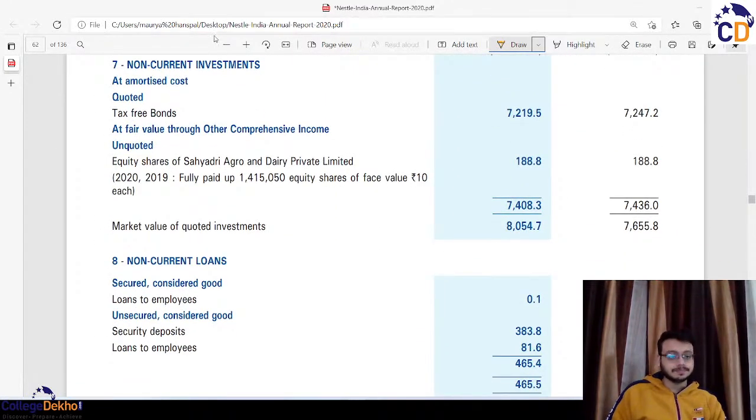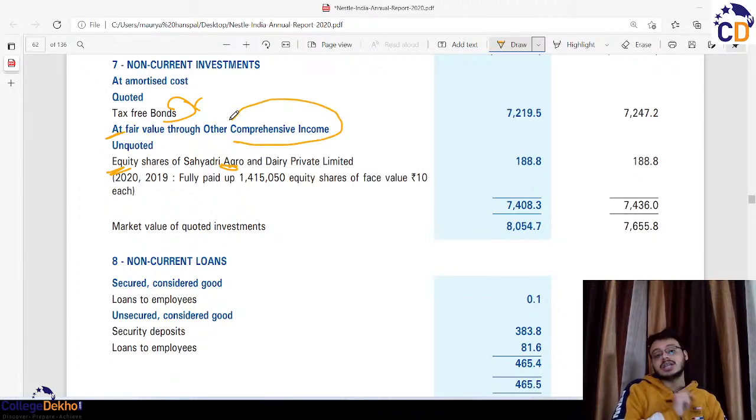Non-current investments are not short-term investments, but investments which can be realized after more than 1 year. Here you have tax-free bonds, on which tax is not levied, and the value of equity shares they are holding as an investment. And this has been transferred from the comprehensive income, as I told you.